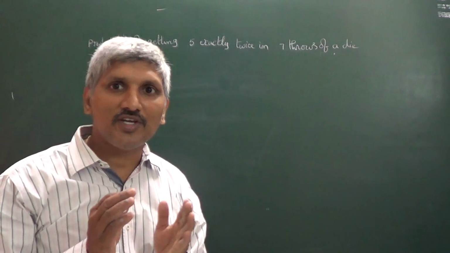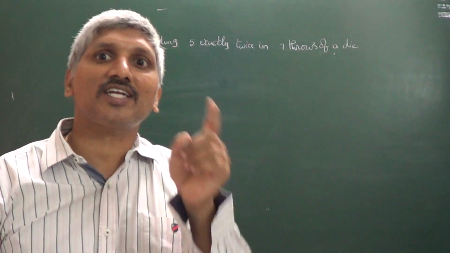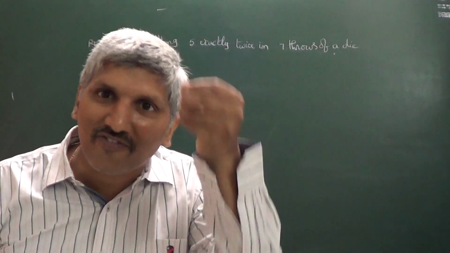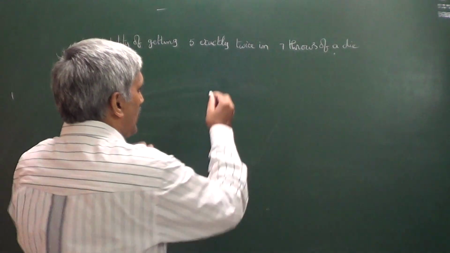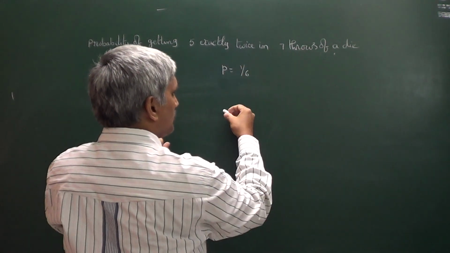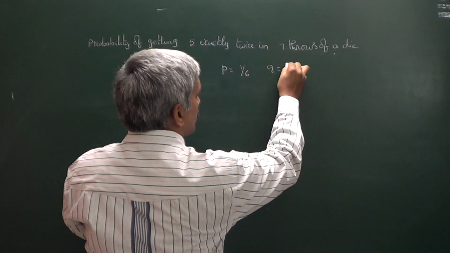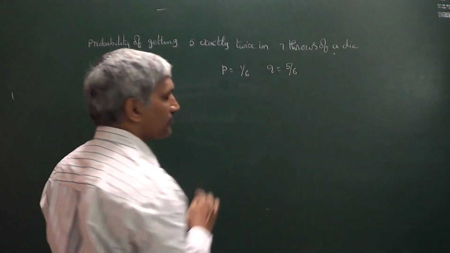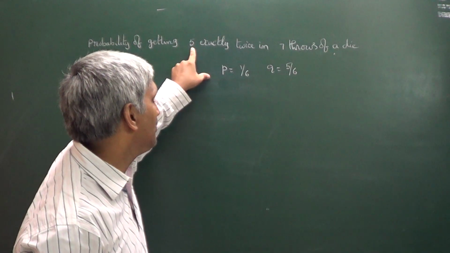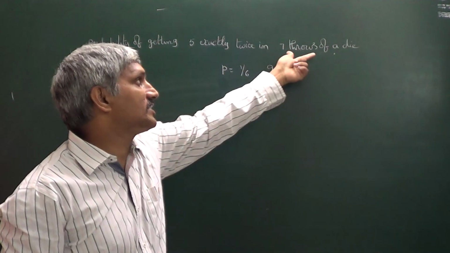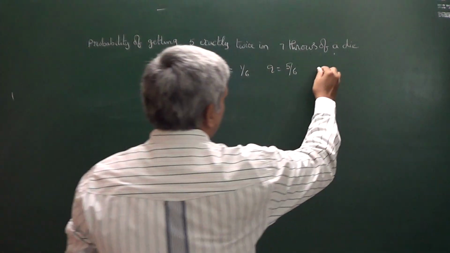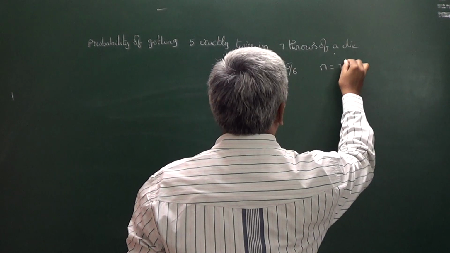So probability of getting 5 exactly twice. 5 we have to get 2 times. That means getting 5 is a success. So when a die is rolled, getting 5 is 1 by 6. Not getting a 5 is 5 by 6. Success how many times you have to get? Getting 5 exactly twice in 7 throws of a die. That means the number of trials is equal to 7. n is equal to 7.